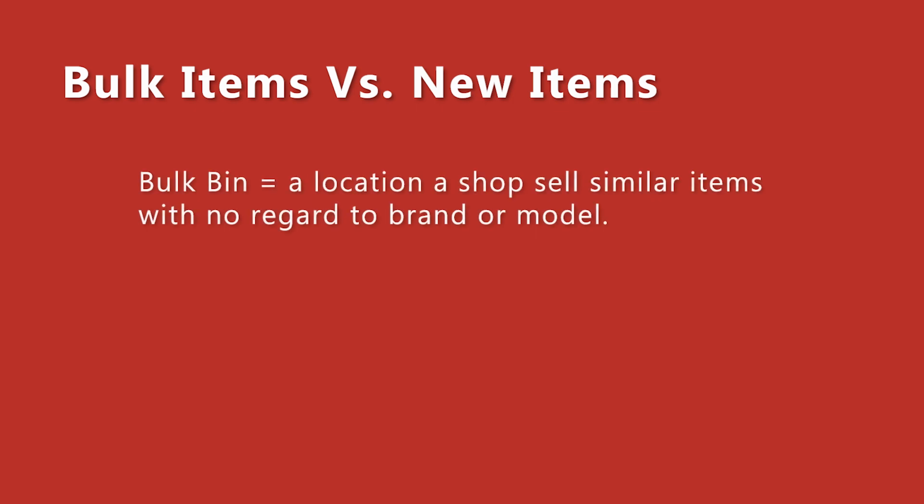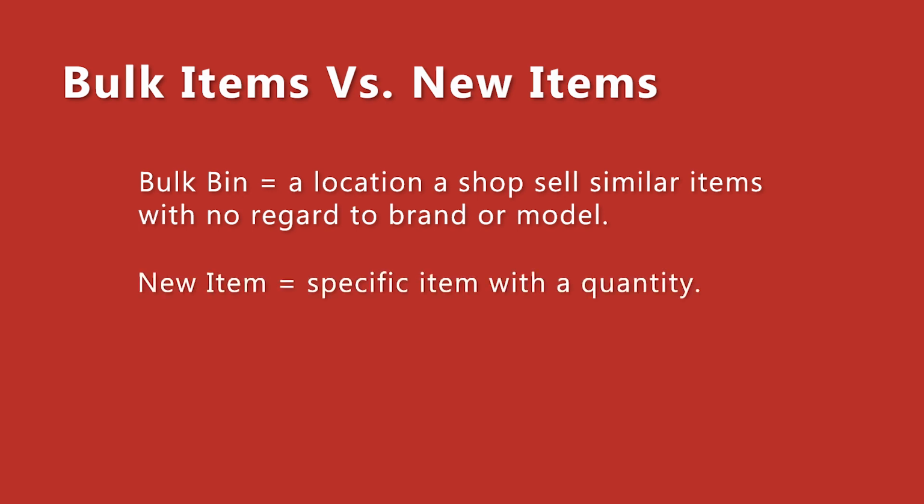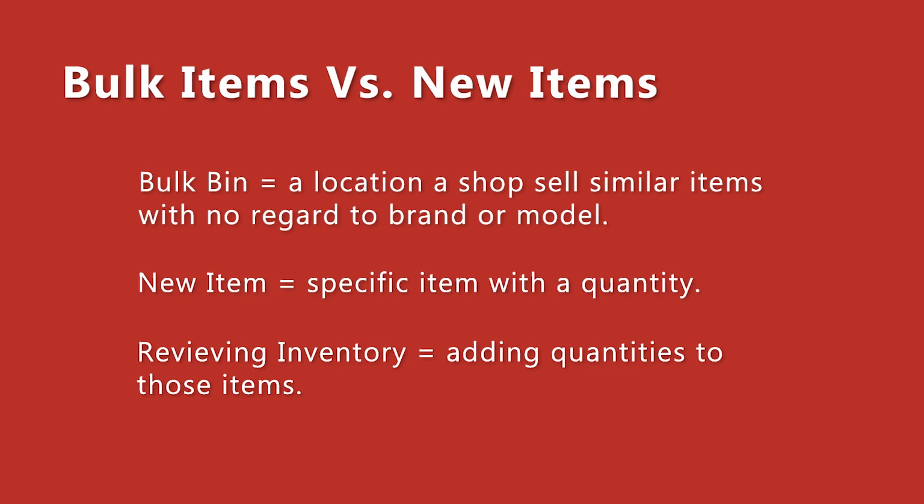So for a quick recap, today we talked about bulk items and bins and the difference between new and bulk items. A bulk item is a location where we sell like items without regard for brand or model. A new item is a specific item that has a quantity, and receiving inventory is adding quantities to that item.